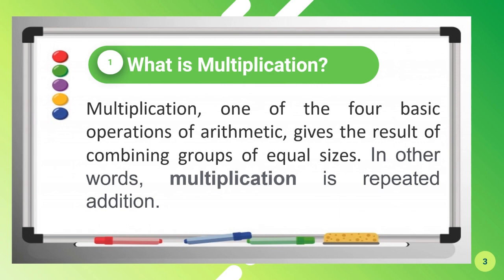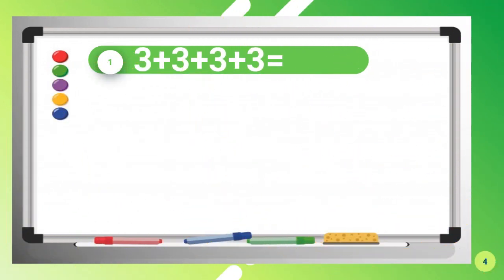What is multiplication? Multiplication is one of the 4 basic operations of arithmetic. It gives the result of combining groups of equal sizes. In other words, multiplication is repeated addition. For example, analyze this addition problem. So we have 3 plus 3 plus 3 plus 3. The answer is 12.